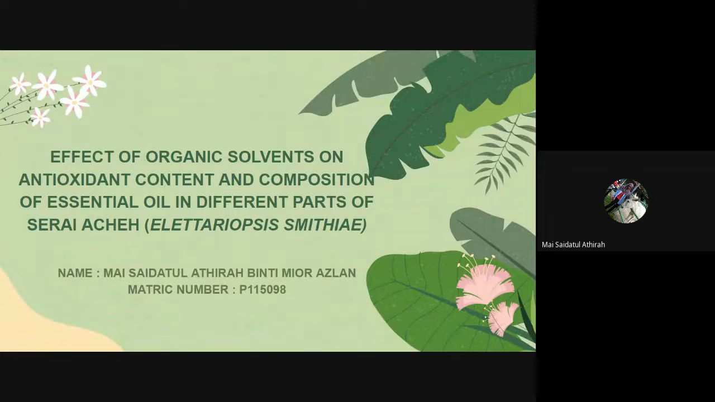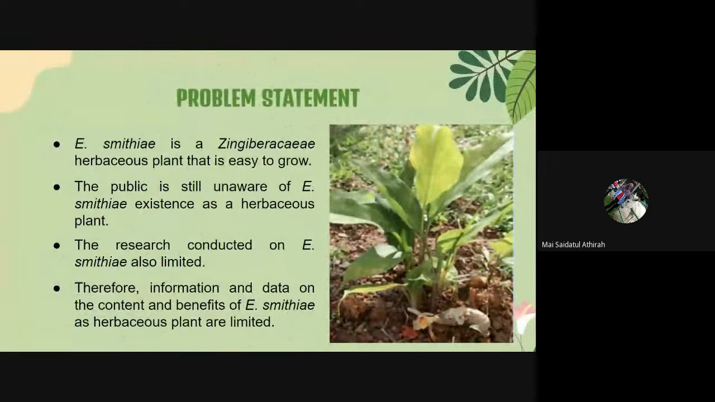Assalamualaikum and good morning everyone. My name is Masadatul and today I will present the DOE for my research. My research title is Effect of Organic Solvent on Antioxidant Content and Composition of Essential Oil in Different Parts of Serai Aceh, Elytropsis smithii. E. smithii is a Zingiberaceae herbaceous plant that is easy to grow. However, the public is still unaware of the existence of E. smithii as a herbaceous plant. The research conducted on E. smithii is also limited. Therefore, information and data on the content and benefit of E. smithii as a herbaceous plant are limited.